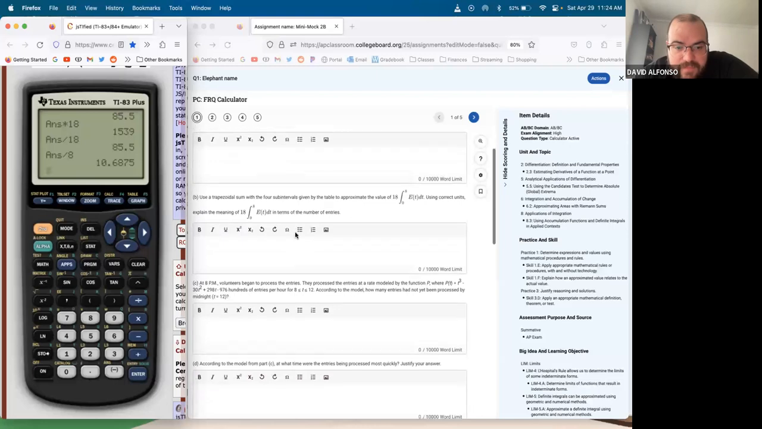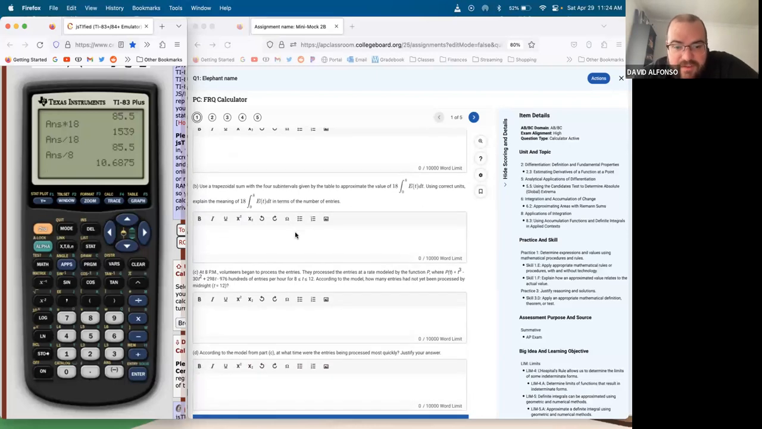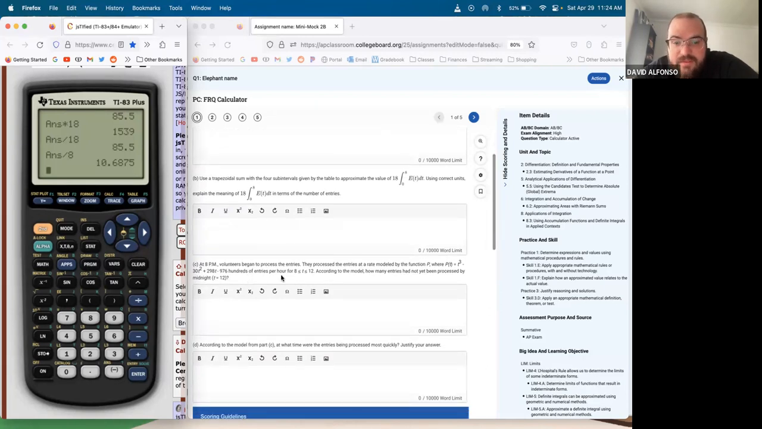At 8 p.m., volunteers begin to process the entries. They process the entries at a rate modeled by the function P, and now they're actually giving us function P. And this is in hundreds of entries per hour from 8 to 12. According to the model, how many entries had not yet been processed by midnight at t equal to 12?